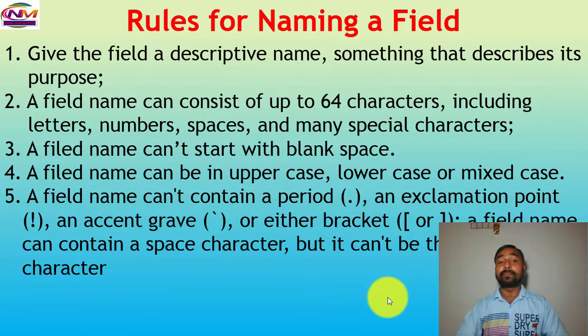The fourth one is that a field name can be uppercase, lowercase, or mixed case. You can write in uppercase, lowercase, or mixed case, that is allowed. A field name can't contain certain special characters, which are not allowed while describing a field name. That is dot, exclamation mark, accent grave, or brackets. A field name can contain a special character, but it can't be the first character.